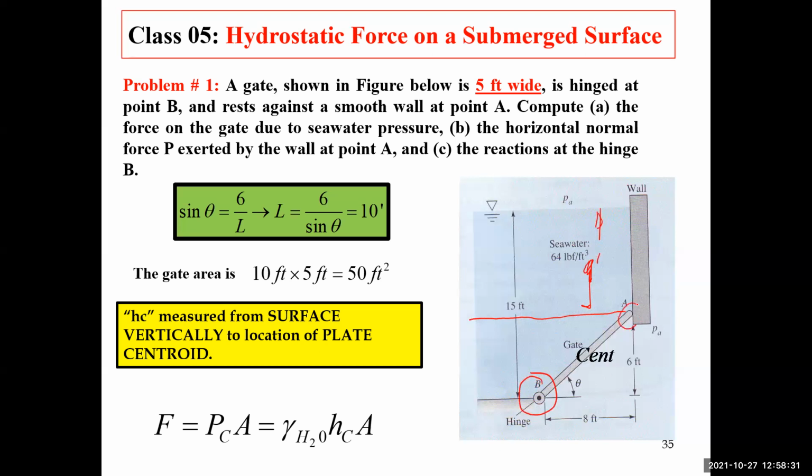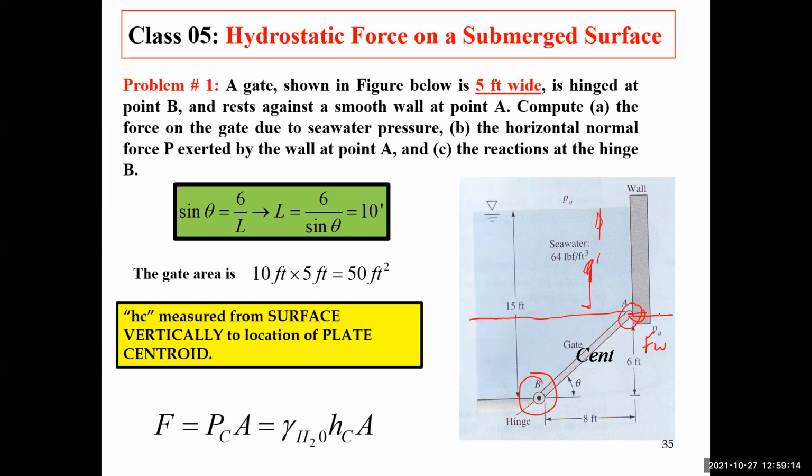And this gate sits along a wall, and we say that this wall creates a horizontal force, F wall, a horizontal force that is acting at point A. Okay, so we want to find the value of my reaction force F sub r.